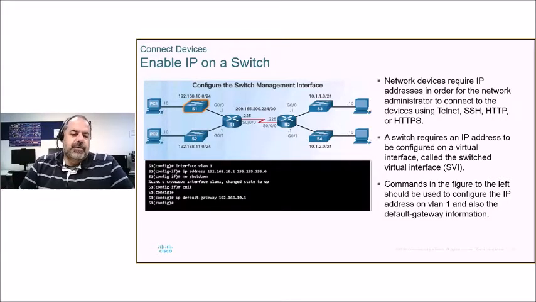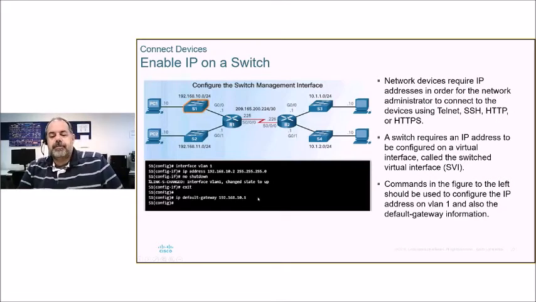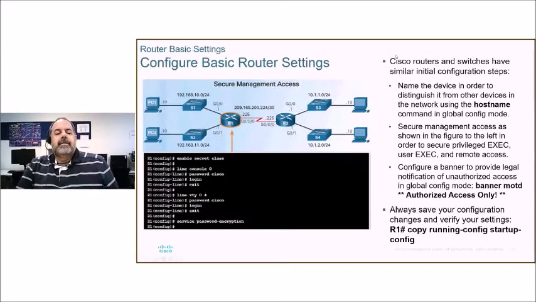And so to configure it, interface VLAN 1, give it an IP address, turn it on, tell it who its gateway is. That's all you need to do. And that will actually configure a switch virtual interface, and you'll be able to connect to the switch from there, as long as it's all correct. Now, routers and switches, the same actually.